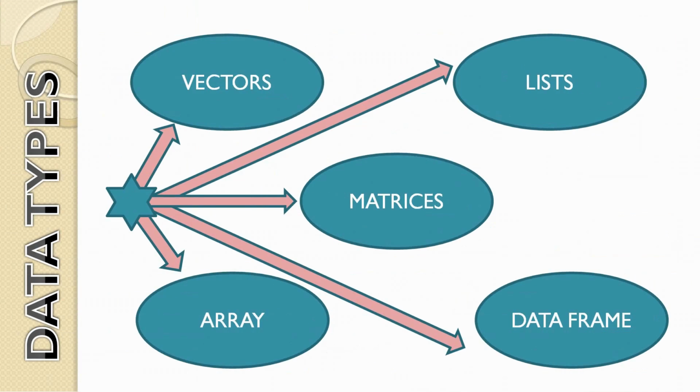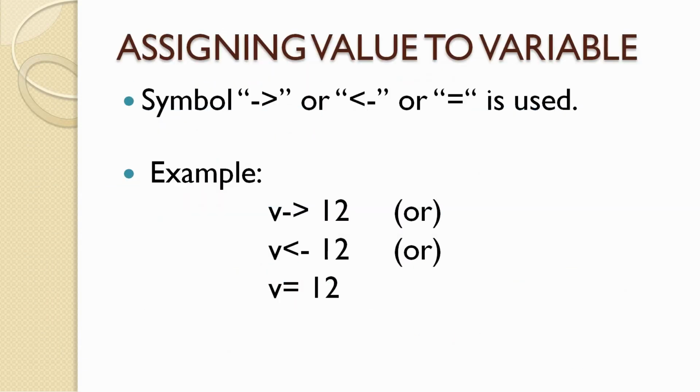Let us know about the basic concept of R programming, which is data types. In general programming languages like C, Java, C++, we have data types like integers, decimals, which are also referred to as floating, and strings, and all those. But in the R programming language, we have 5 types of data types, which are vectors, lists, matrices, arrays, and data frames. Before knowing about this, let us know how we assign a value to a variable in R programming.